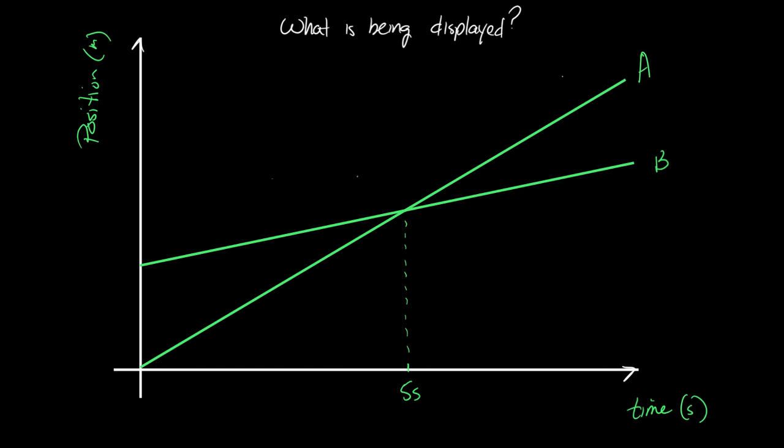This graph, just what does it show? Simple. Go ahead. How far an object travels over a certain period of time.